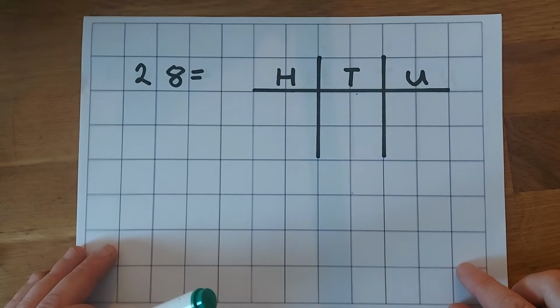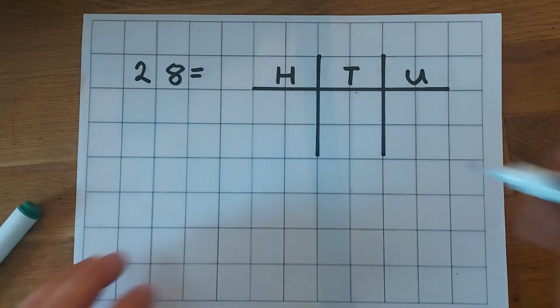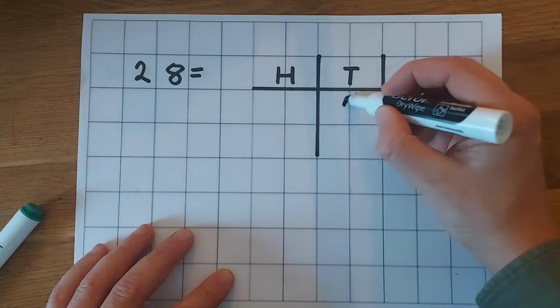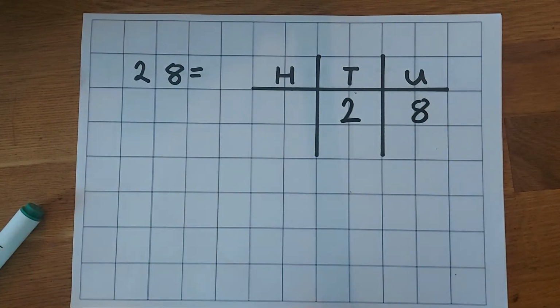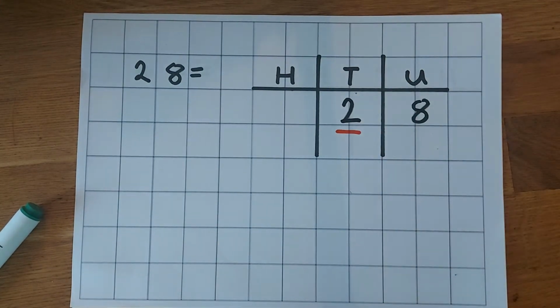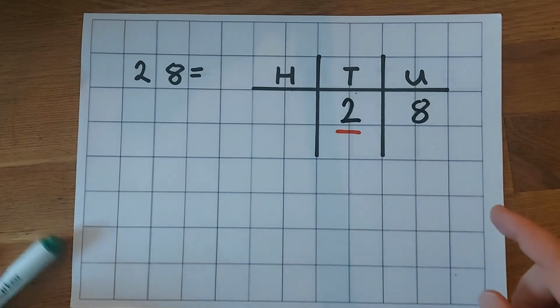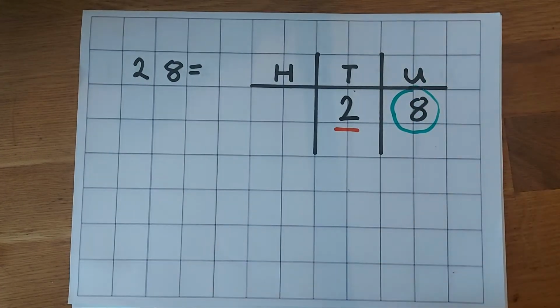Okay, I've got the number 28. Now I want to round again to the 10. So let's write this in using place value, 28. So the number I'm rounding to is this 2, the 20. And the number I'm going to be looking at, that tells me to round up or round down, is here.